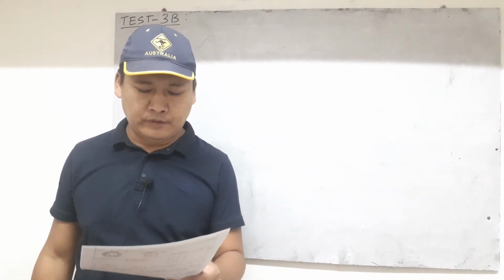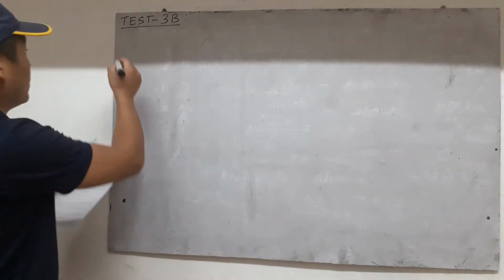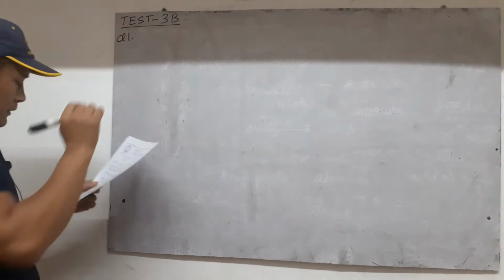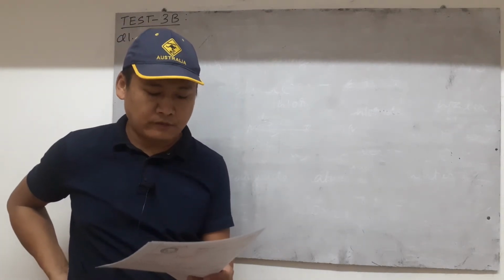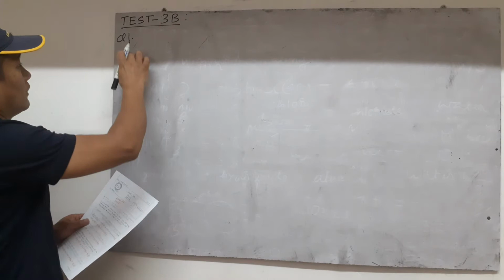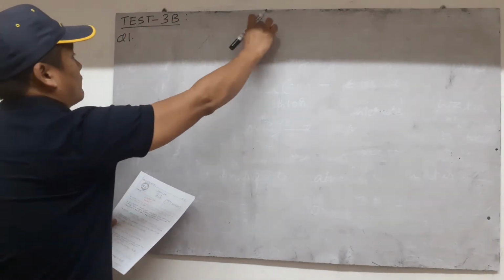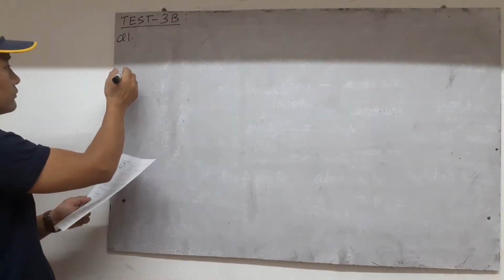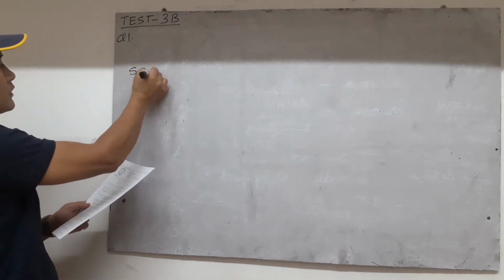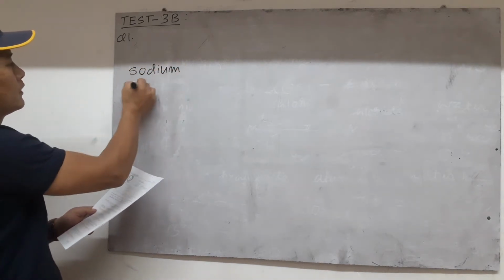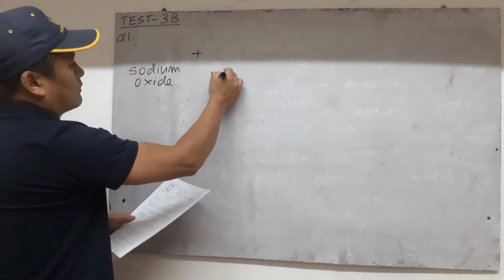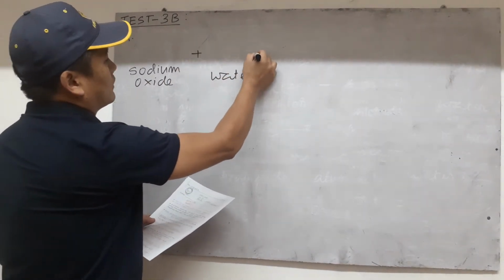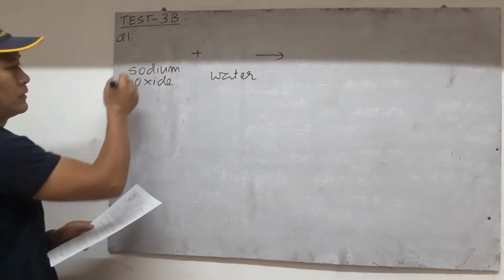Form balanced chemical equation from the following. So here we have number 1. I'm not going to write the question, so you just follow with your question paper. Sodium oxide plus water. So here they've written sodium oxide plus water, etc. Just below that, if you want, you can write this one, sodium oxide plus water, with this plus a little bit above.